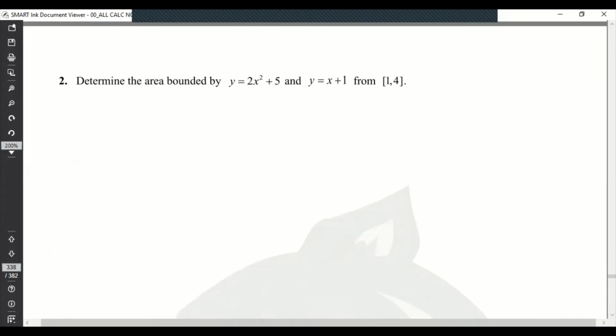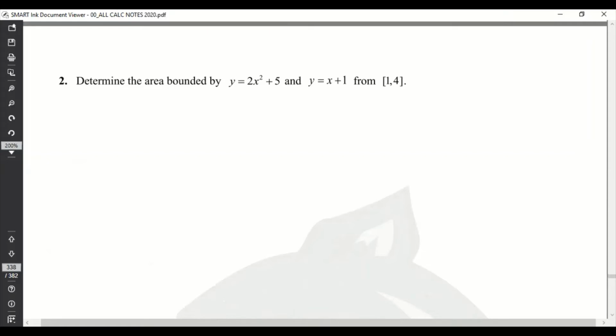Number 2. Determine the area bound by y equals 2x squared plus 5 and y equals x plus 1 from 1 to 4. It's very helpful to have our head around which is the upper and which is the lower function. 2x squared plus 5, the parabola here is at 0, 5. y equals x plus 1. Pretty clearly, they will never intersect each other. From 1 to 4 means we are wanting this area in between those two curves.